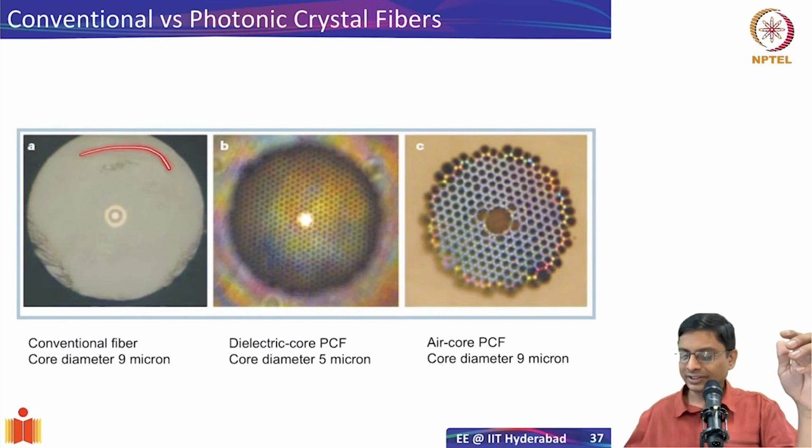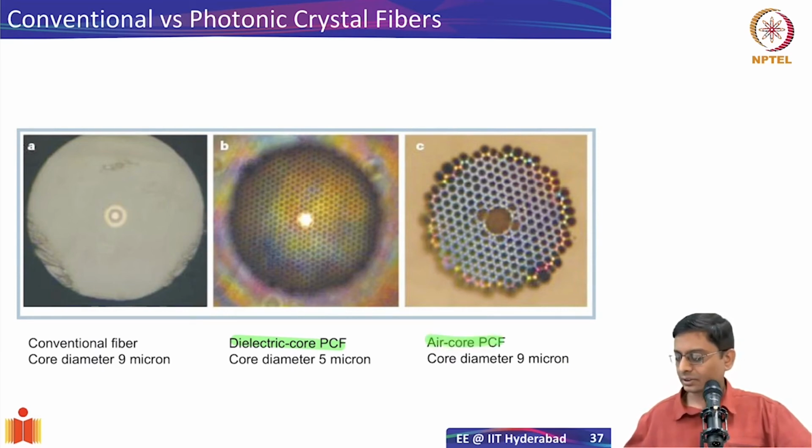So yeah, you have the traditional fiber, which is quite simple in some sense. But if you look at a photonic crystal fiber, you can have, let's say, what is called a dielectric core, wherein the center of it is basically a high index dielectric. And then in the third case, it is basically air, which is useful in some way. I'll just show you an example of why it is useful.